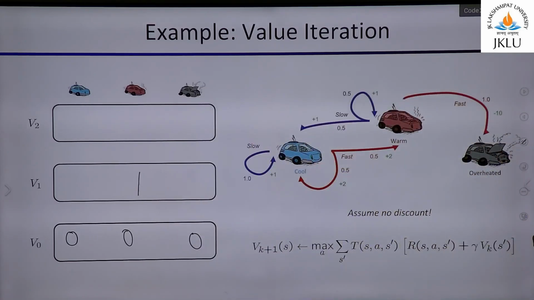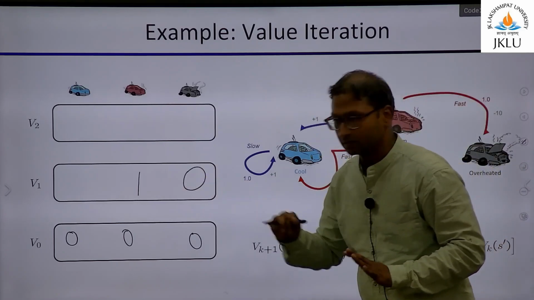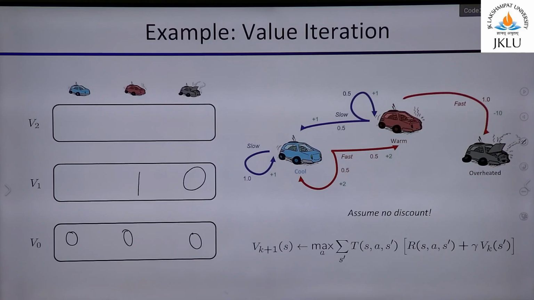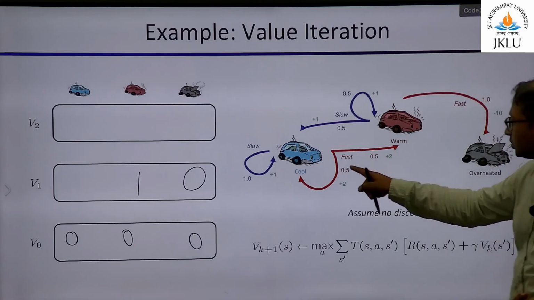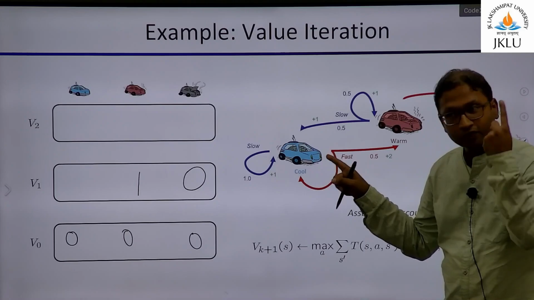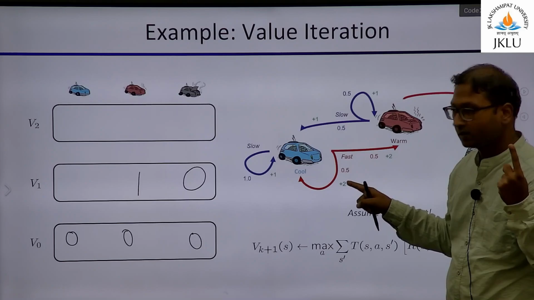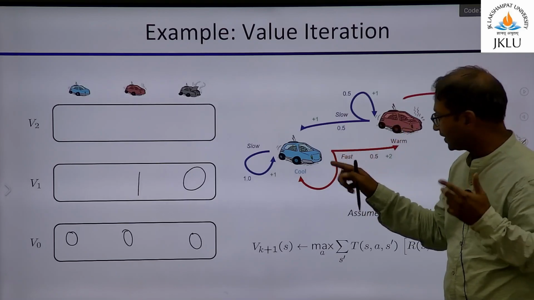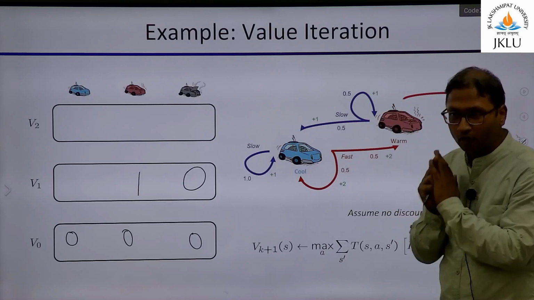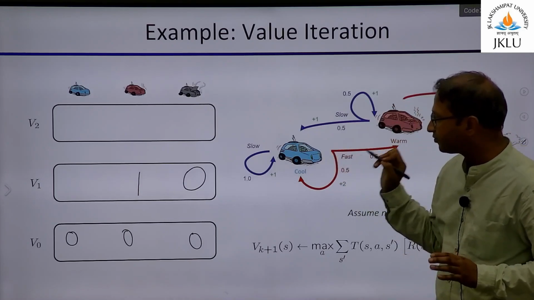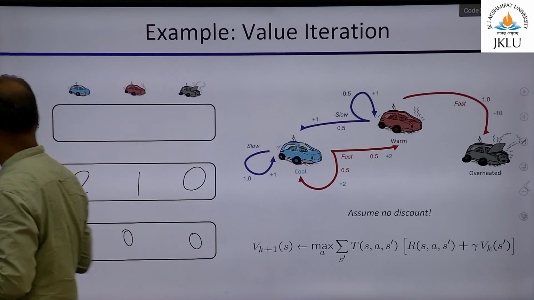I am here. Game is over. I don't do anything. I don't receive anything. What about V1 when you are in slow? Only one chance. Which one gives you +2 reward? Fast. Whether you stay in cool, whether you go to warm, does not matter. You just take action fast and get 2.